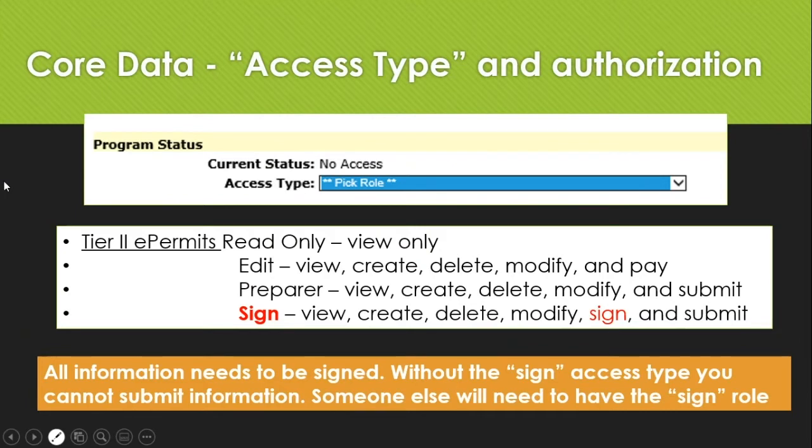Under the access type and authorization section, you'll see that there are 4 different access types. You have the read-only, the edit, the prepare, and the sign role. Each of these access tiers entail different levels of authority, but if you will be the only person using this and needing to create, fill out, sign, and submit a Tier 2 core data application to generate or affiliate RN numbers to your CN and TXT2 number, you will need to have the sign authority because all applications will need to be signed before they will be able to be submitted.